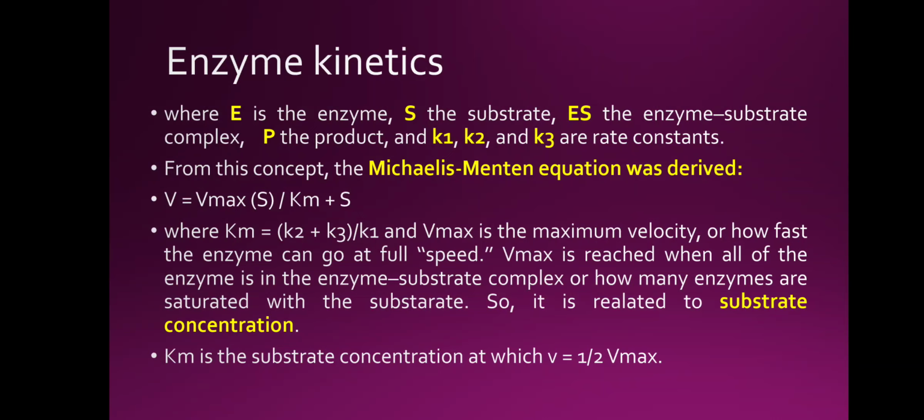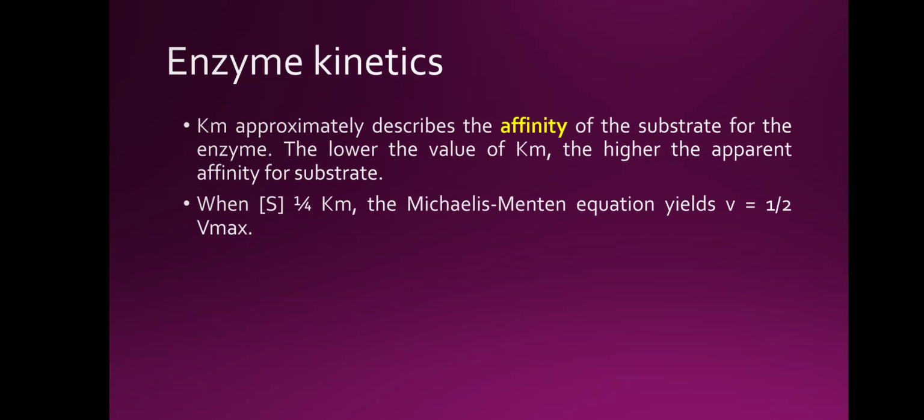From drawing a curve of Michaelis-Menten, which was a hyperbolic curve, they calculated a constant called Km, Michaelis constant, which is representing the substrate concentration at which the velocity of reaction equals half of Vmax. Is that important? Yes, it is important, because Km approximately describes the affinity of the substrate for its enzyme. For example, the lower the value of Km, the lower the concentration needed to reach half Vmax, means the higher the affinity of the enzyme for the substrate.